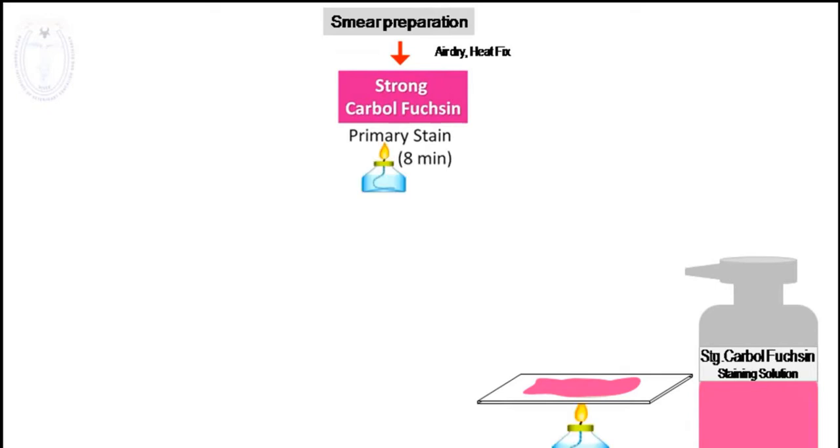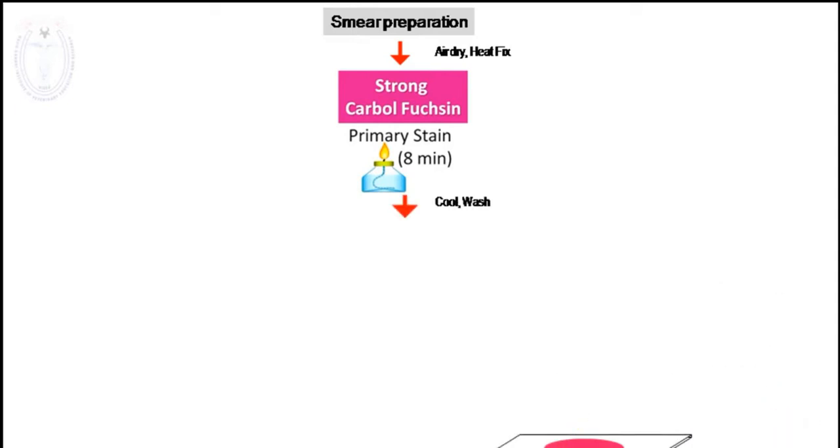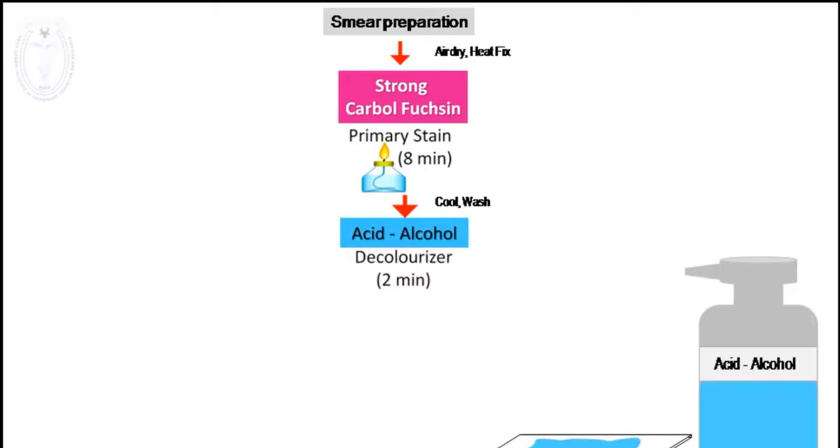Next, add the decolorizer, the acid alcohol, over the smear. Allow it to act for 2 minutes, or until the smear is sufficiently decolorized to pale pink. After the smear is sufficiently decolorized, wash it with the distilled water.